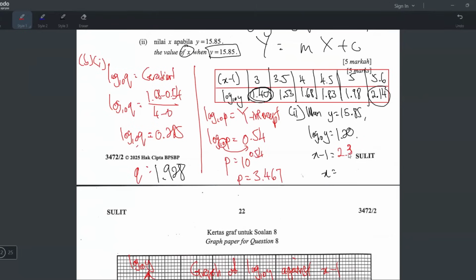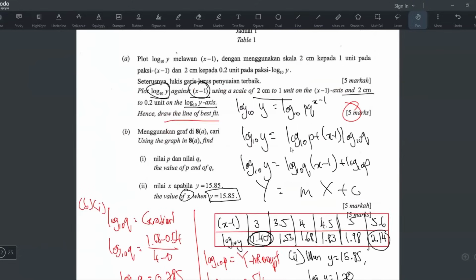Then how to find x? 2.3 plus 1. So 3.3. So that's the answer. Alright. Are you done?